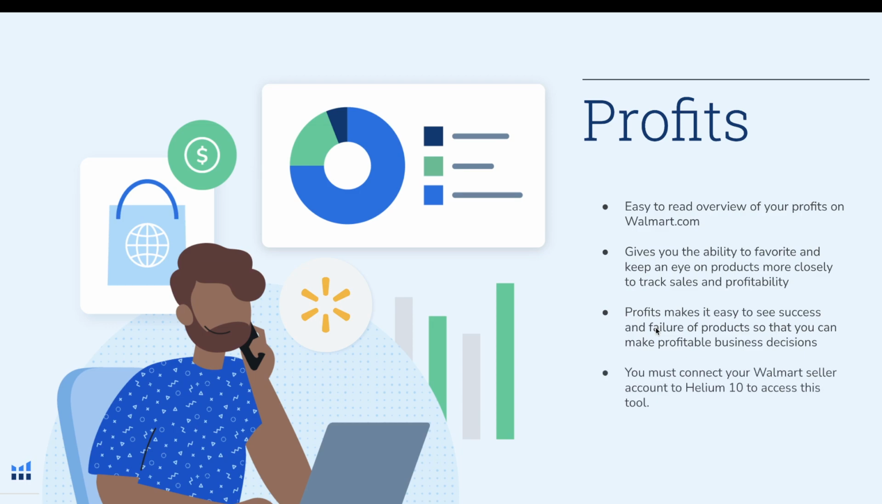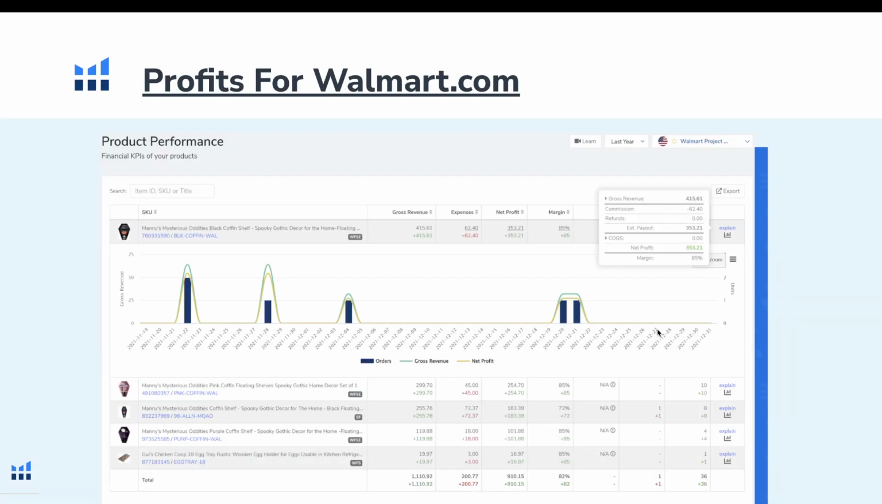Something you need to know is that you need to connect your Walmart seller account to Helium 10 so that you can access this tool. So this is what it looks like. You can see the breakdown by different products, and it gives you your profitability over time. You're going to add in your cost of goods and a few other costs in here, and it'll give you your true profits that way. They make it very easy for you to see an easy overview of your profits on Walmart.